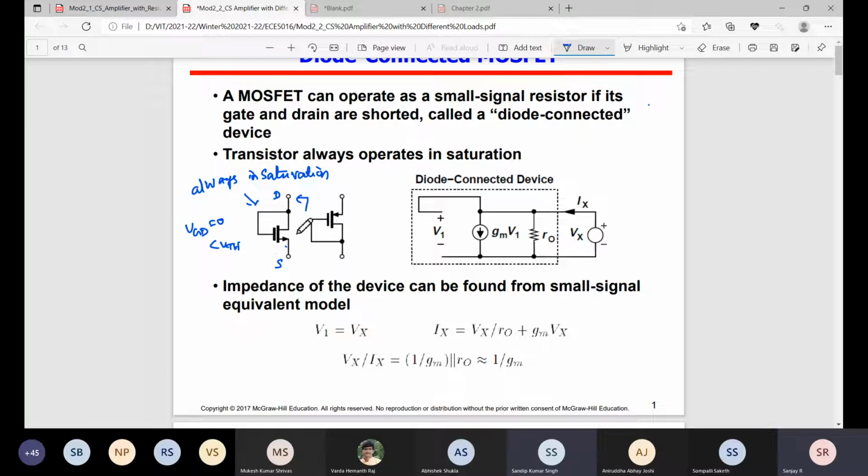Now we will replace it with the equivalent small signal model. So gm, right? What is VGS here? Gate to source. Let's take this voltage as V1. So the gate to source voltage is V1. Now you know the gate and drain are connected. So you can see the small signal model.